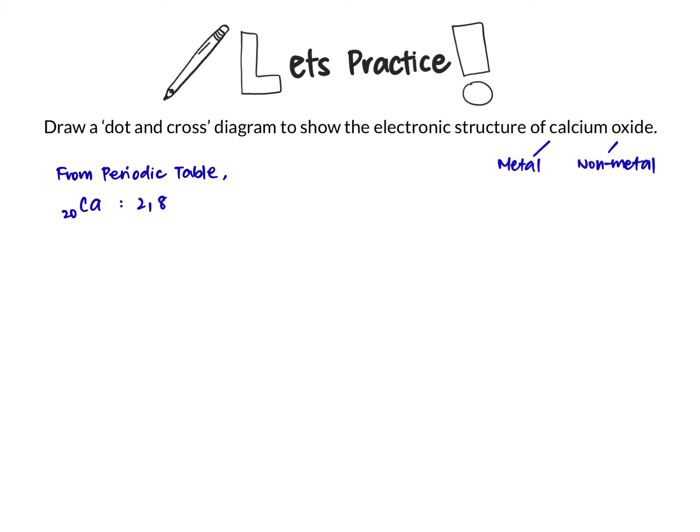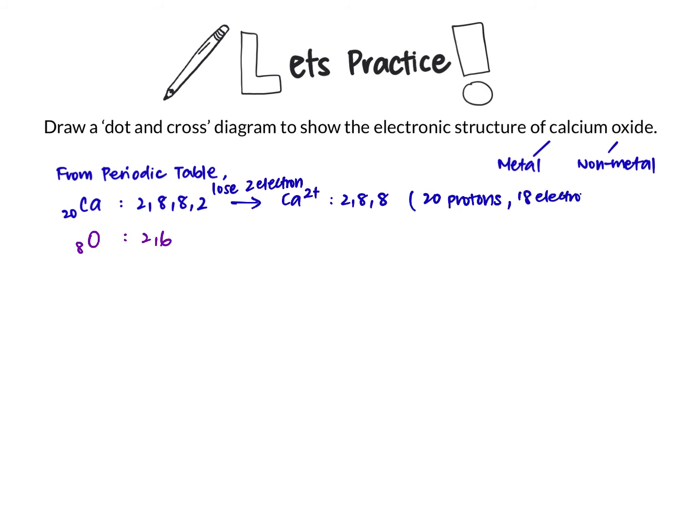From the periodic table, calcium has the configuration of 2,8,8,2 because of a total of 20 electrons. Oxygen has an electronic configuration of 2,6. So calcium will lose 2 electrons so that it becomes stable with 2,8,8. This makes calcium 2+ because of the additional 2 protons compared to the electrons. Now calcium only has 18 electrons left, although the number of protons remains the same at 20.